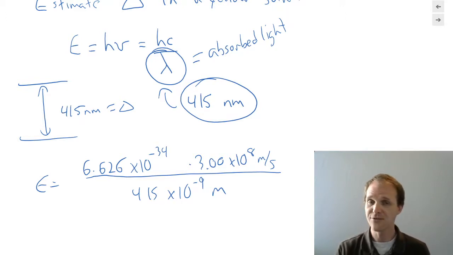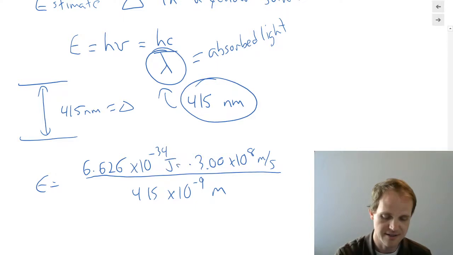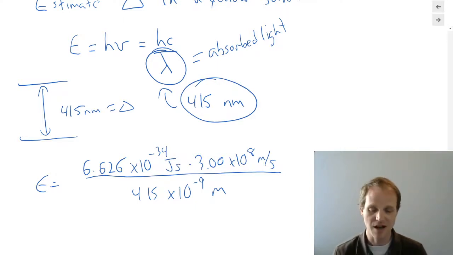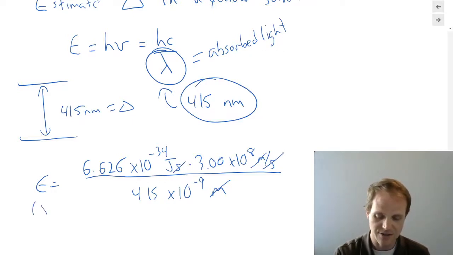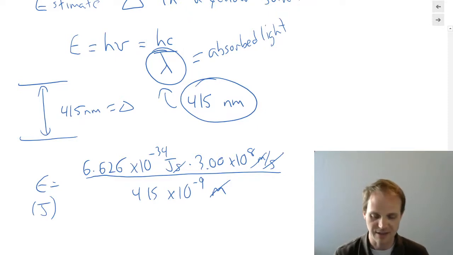All right, if you remember the units of Planck's constant, and remember, I always love units, are joule seconds. How do I know that? Because my meters are going to cancel. I need something to cancel seconds because I want to get joules over here as my units.